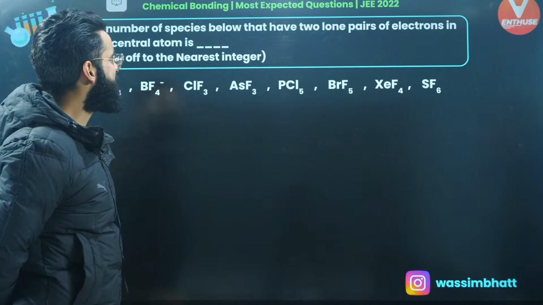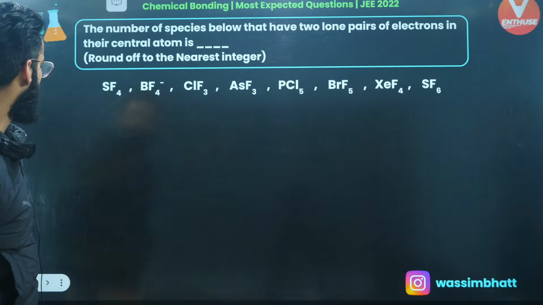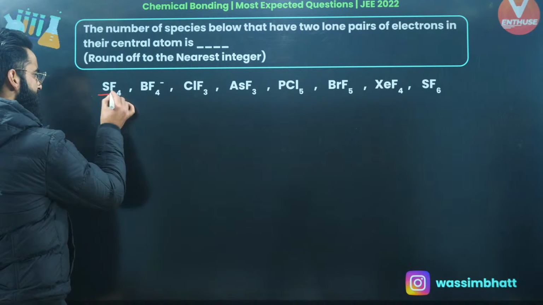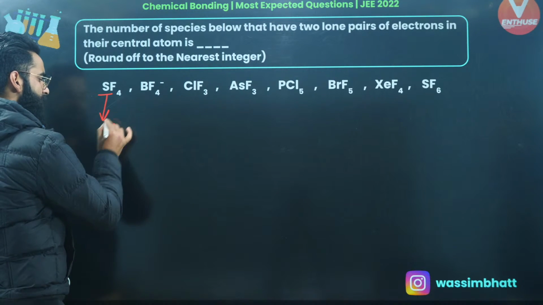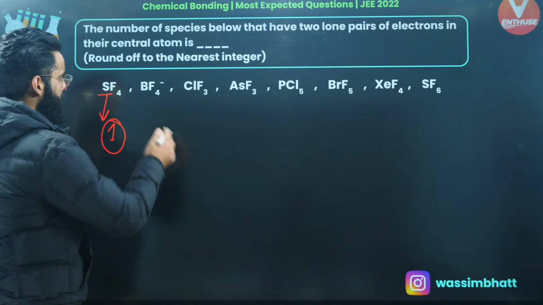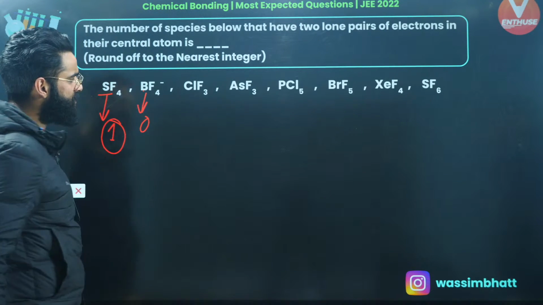The number of species below that have 2 lone pairs of electrons on their central atom. Which of the following has 2 lone pairs on the central atom? Sulfur tetrafluoride has 1 lone pair. A few minutes back we saw its shape is seesaw, with 4 sigma bonds and 1 lone pair. BF4 negative has no lone pair on boron as such.